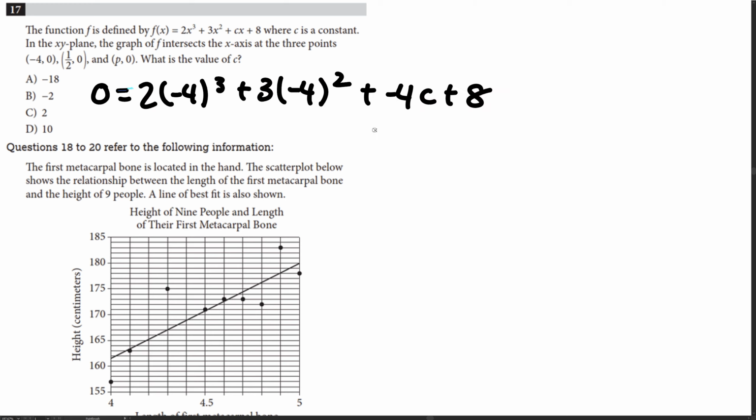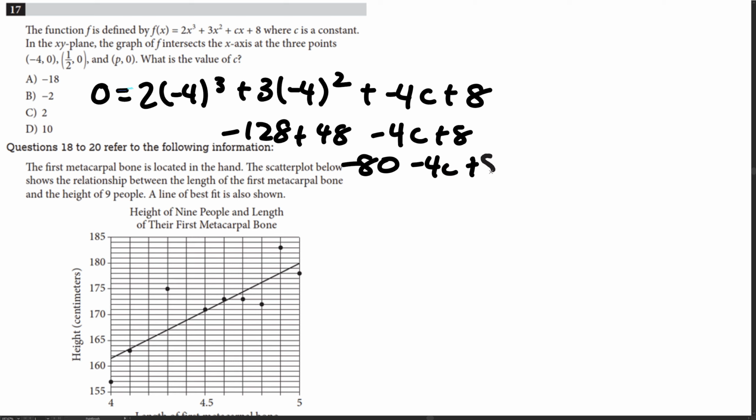So here we can simplify this to minus 4c plus 8. Here that goes into 16 plus 48. Here that goes into 64, negative 64, times 2, which is negative 128. And here we have 80, minus 4c plus 8 is equal to 0. And we have 4c is equal to negative 72. C is equal to negative 18.